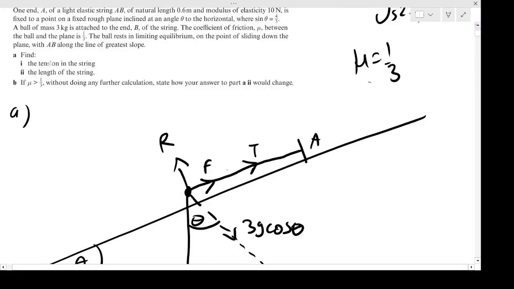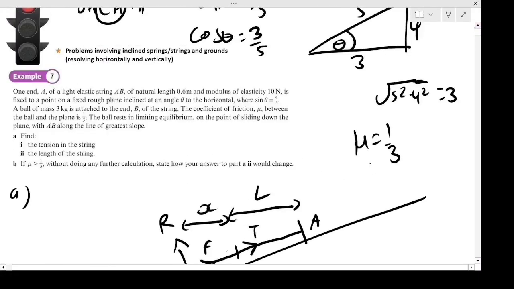Then I need to find the length of the string, the whole length here. The string is being stretched, which means it's going to have some natural length and an extension. Let's say this is my natural length, L, and then my extension, X. I know my natural length, I'm told, is 0.6. And the extension, X, I don't know, but I can work it out.